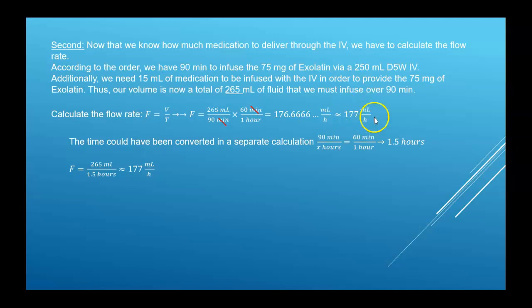And in this case, we rounded to the whole number, 177. So watch your directions. They usually tell you where to round. Here, I didn't put the rounding instructions, so I just rounded to the whole number. You could have changed that 90 minutes to 1.5 hours to begin with. Then you would have just had 265 over 1.5, which would still give you the 177 milliliters per hour.